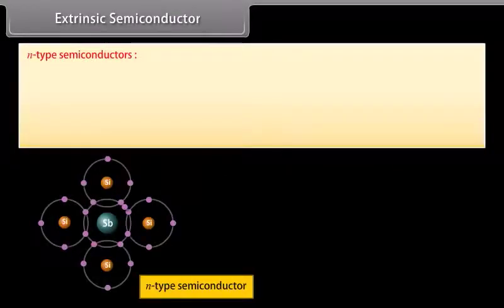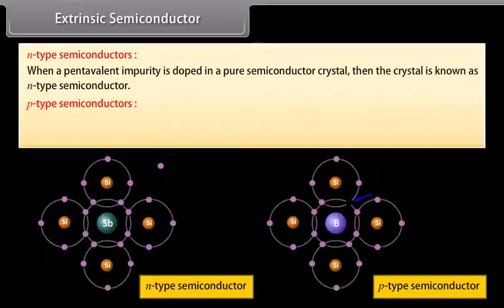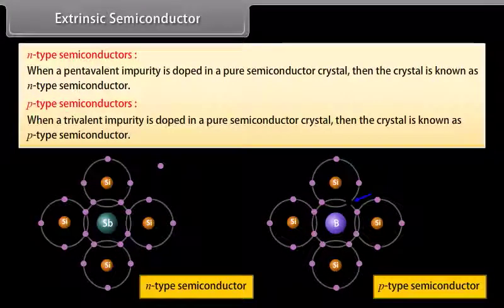N-type semiconductor. When a pentavalent impurity is doped in a pure semiconductor crystal, the crystal is known as N-type semiconductor. P-type semiconductor. When a trivalent impurity is doped in a pure semiconductor crystal, the crystal is known as P-type semiconductor.